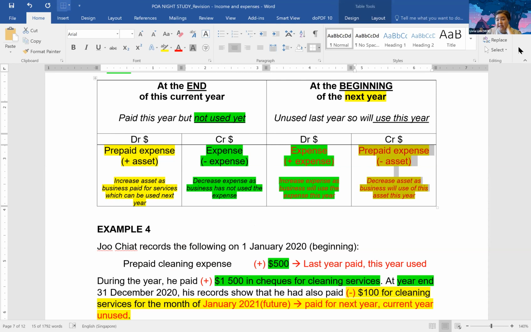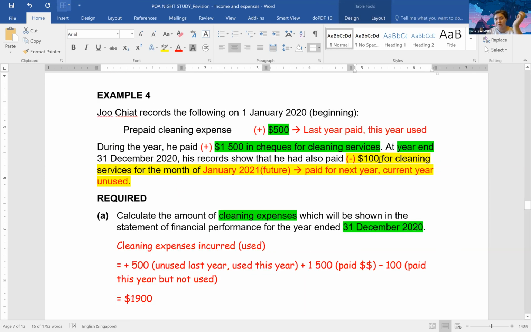So that prepaid is no longer there. Why is it no longer there? Because you have used it up already. All right. So the only prepaid that is left is this $100 in yellow. It's prepaid for the month of 2021 January.